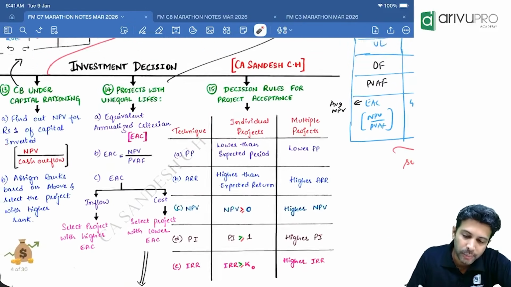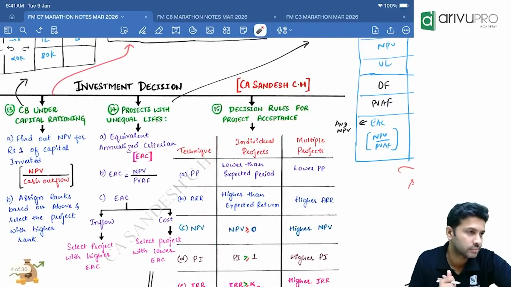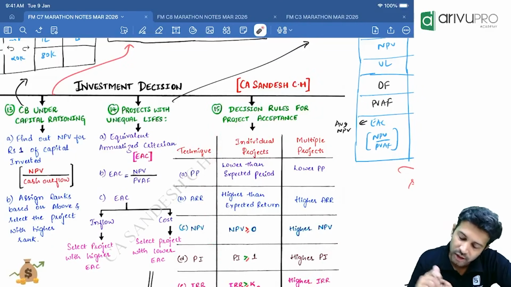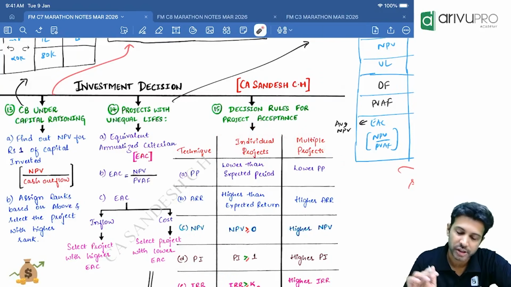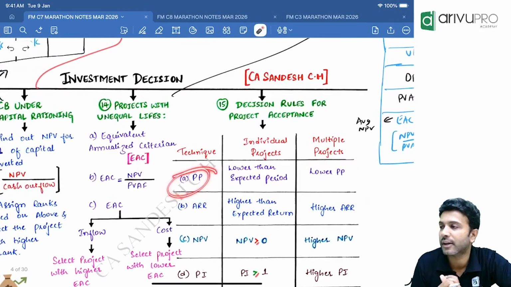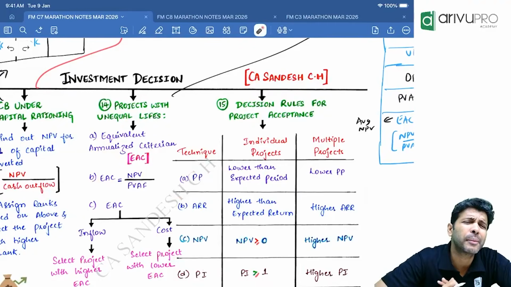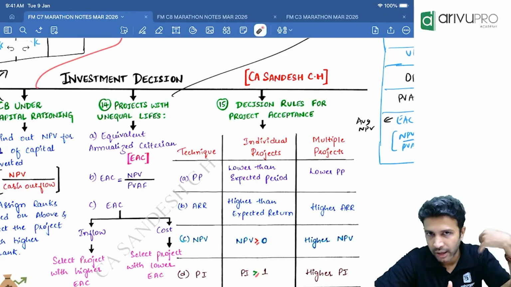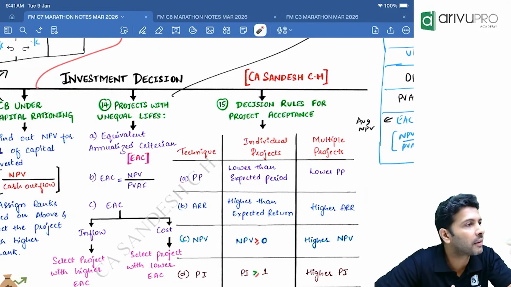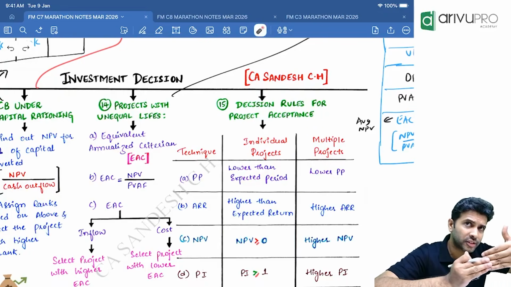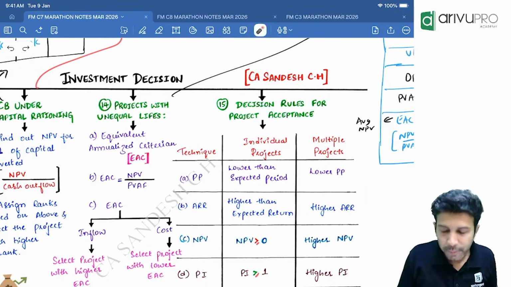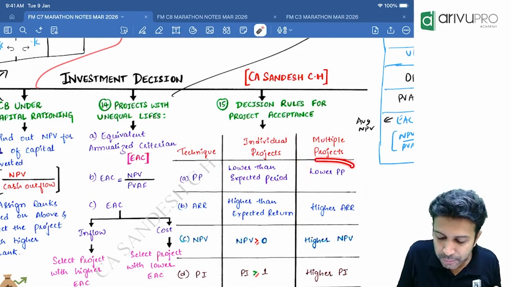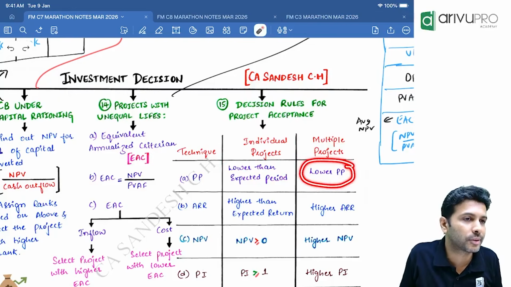Next, some decision rules. This came as a theory question in your current RTPs. What is the decision rule for an individual project as well as multiple projects? Now, first, payback period. Payback period meaning is what? In how many months or years we will recover our initial investment. We want this recovery to happen as late as possible or as soon as possible? If you have multiple projects, you'll select the project with the highest payback period or the lowest?